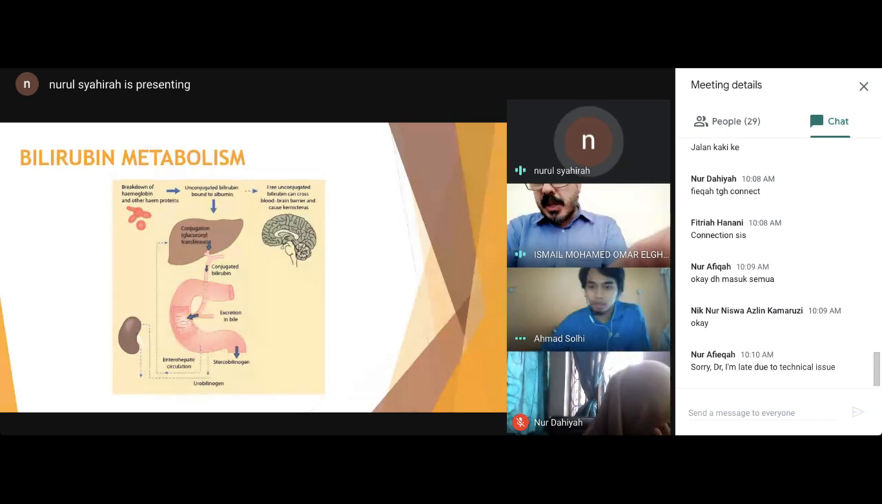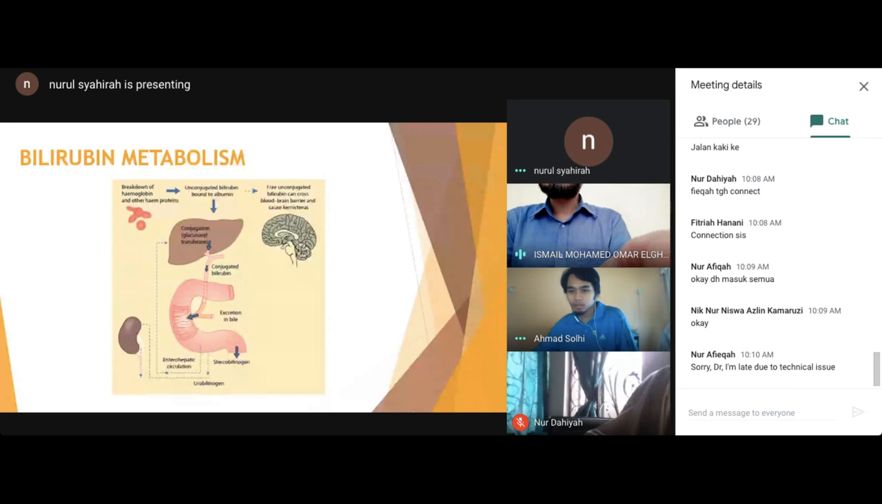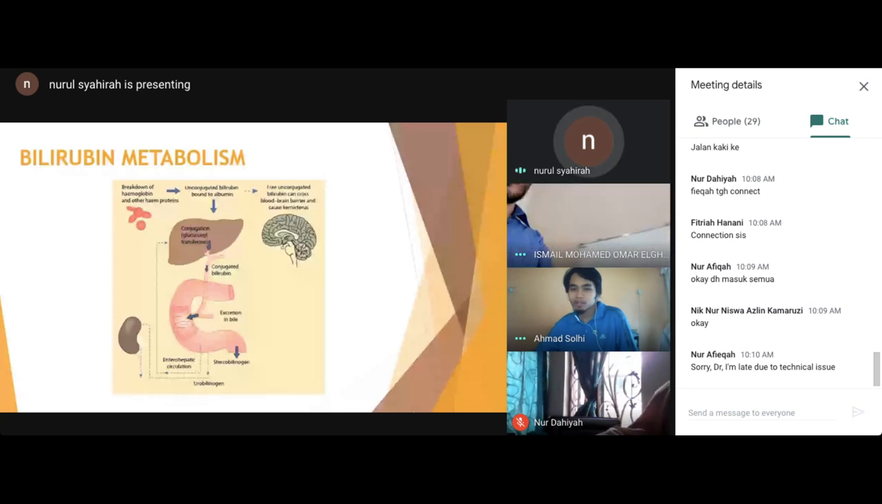Shahira, for bilirubin metabolism, we need to go into more detail. Yeah, we need to show more detail because you made it simplified. So let's see it in detail. Bilirubin metabolism is very important, so I want you to know it in detail.